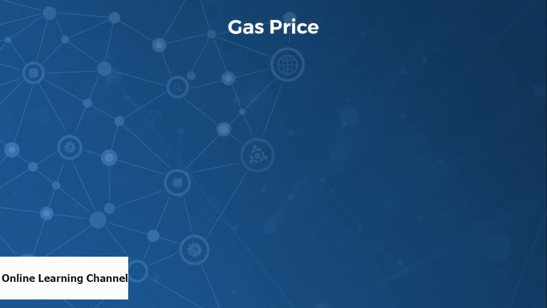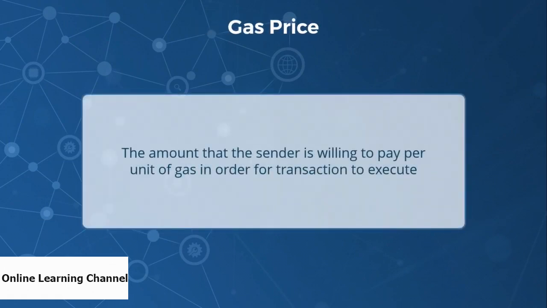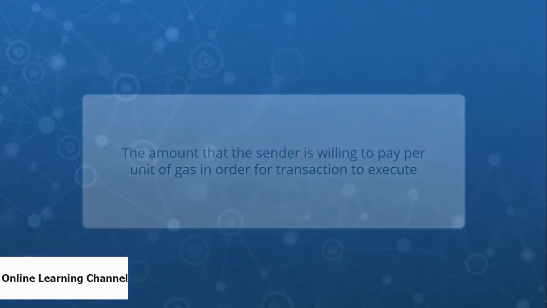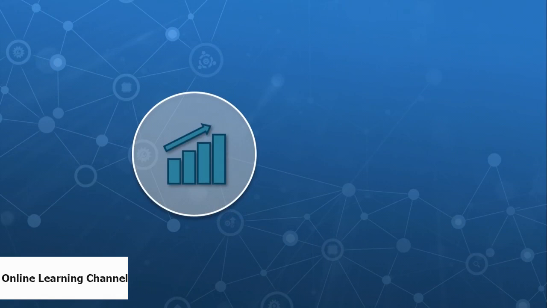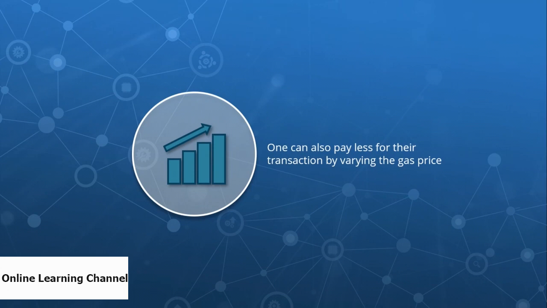This effectively translates to the amount which the sender of the transaction is willing to pay per unit of gas in order for the transaction to be executed. So if your transaction ends up consuming X units of gas, and you set a gas price of 10 Ether when invoking your transaction, then the total transaction fee which you end up paying will be 10 times X. So the total cost which you end up paying for a transaction is directly proportional to the value of the gas price which is set. So you can end up paying less for your transaction if you quote a lower gas price. And this can be done by varying the gas price field when you're invoking the transaction.